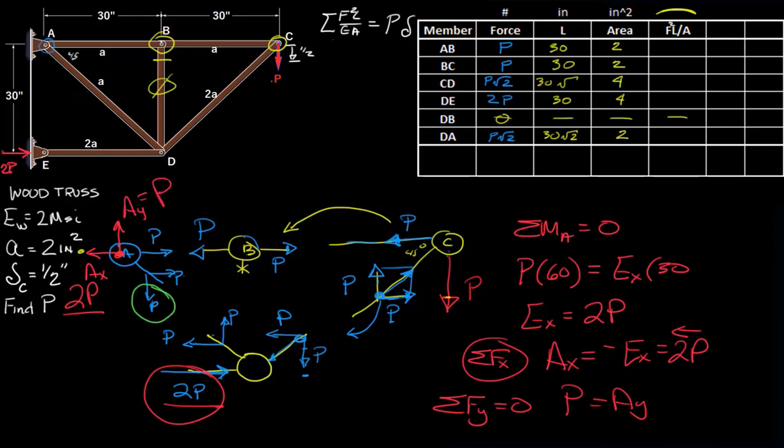And now we can check this member. We have P acting down, we have P acting up, that checks. We have 2P to the left, and we have P plus P, we have 2P to the right, so everything checks out.